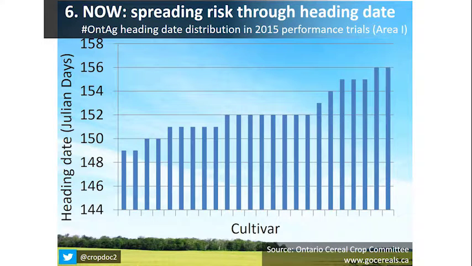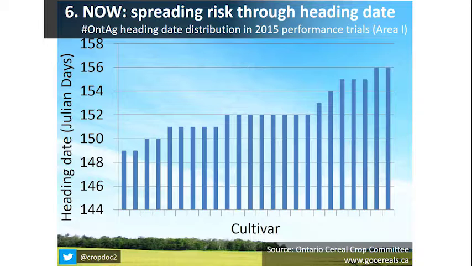And so, this is number 6, a few more to go. You can spread your risk of these favorable weather conditions by spreading out your heading date. These are different cultivars in our performance trials, and we have heading dates taken in these trials. Our earliest has a heading date of, in Julian days, day 149 on the calendar. And then we have some of our later heading varieties in the same experiment that headed 8 days, 7 days later, or 9 days later, I guess it is, okay?